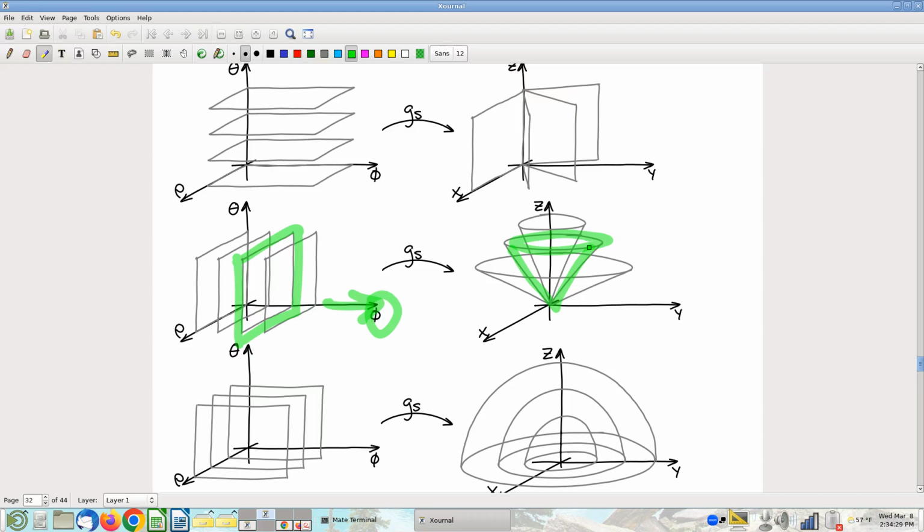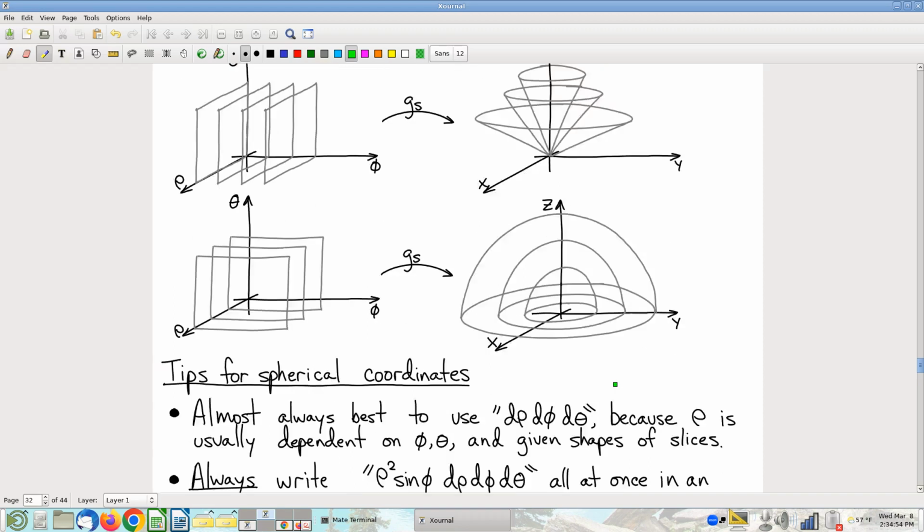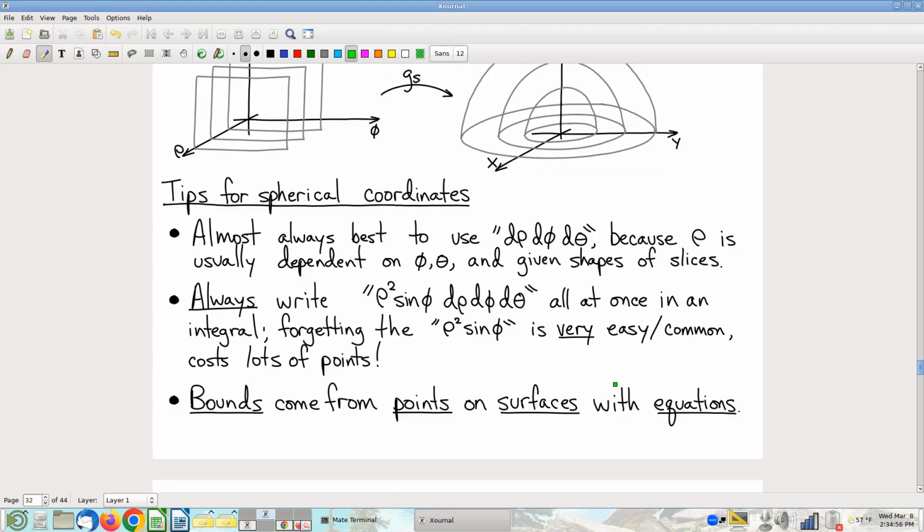You may recall this from examples that we did back in chapter 1. And then a constant value of rho is a sphere. So kind of weird looking slices. Good news, you're not going to have to think very much in terms of these weird shaped slices, because as it turns out, here's the best choice.